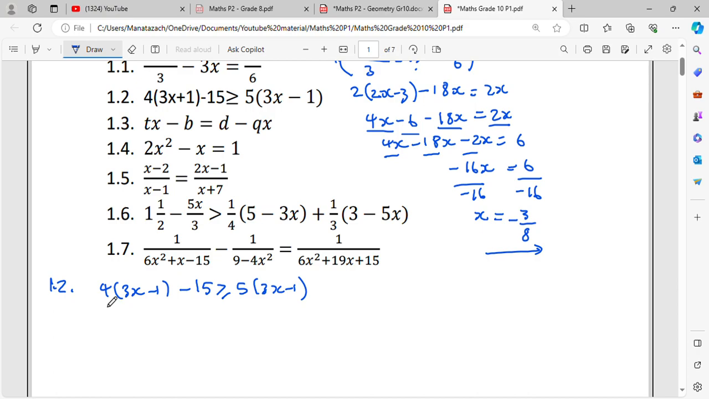So basically let's multiply this bracket. Okay, another thing that I wanted to show you. Here you have 3x plus 1. Here you have 3x minus 1. So let's just multiply. It's 12x plus 4 minus 15 is greater than or equal to 5 times 3. It's 15x. 5 times minus 1 is 5.